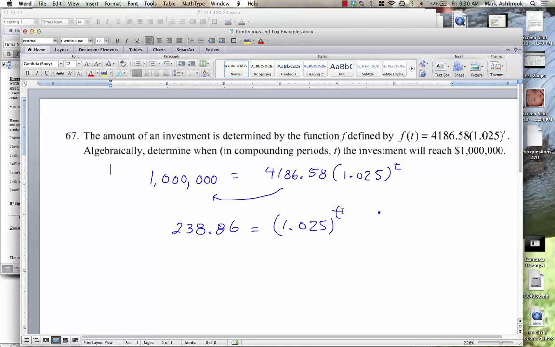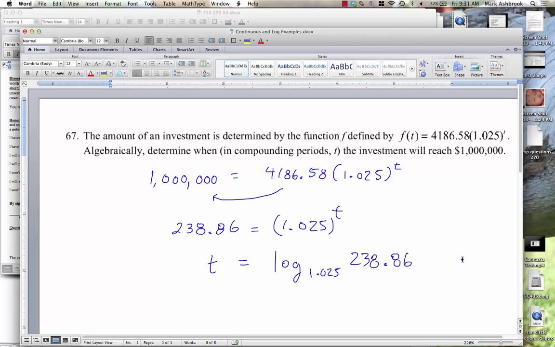So the days of taking the log of both sides are over. We got a much faster way now, right? Just boom, we got it. What is T? T is the exponent of 1.025 that gives 238.86, which we write as log base 1.025 of 238.86. Okay, so here's the question. How do we get that number?